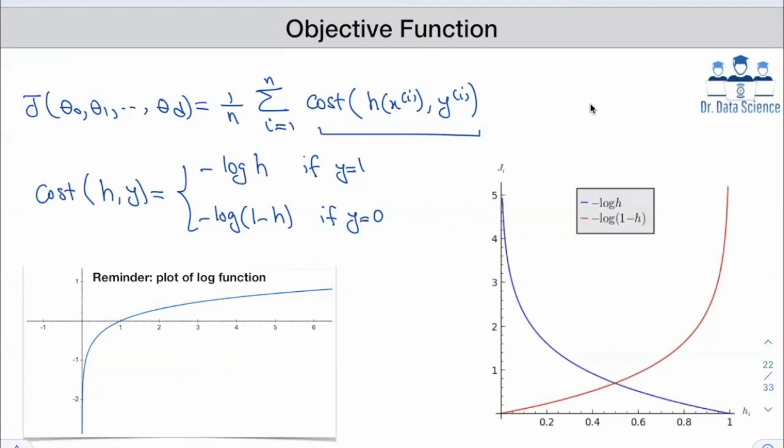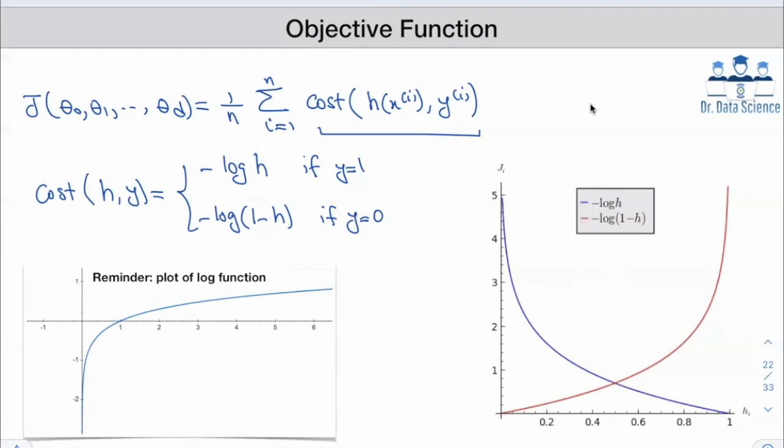So here the cost has this form that when y equals 1, the cost is negative log of h. And remember, h is what our model, our hypothesis returns, which is here the output of that logistic function. And then when y equals 0, it's negative log of 1 minus h. In order to understand this, first you need to remember what a logarithm function is, or how it looks like. So that's what we have on the right side here.